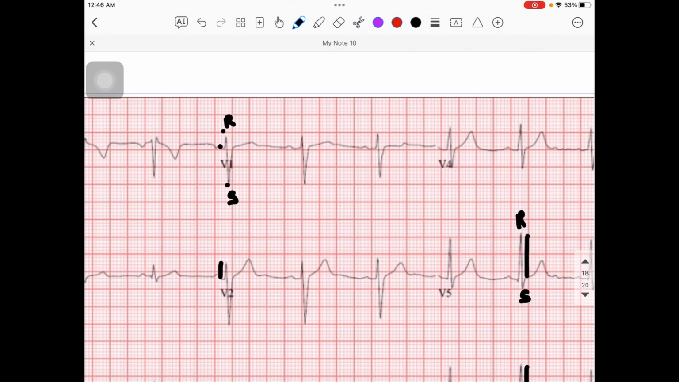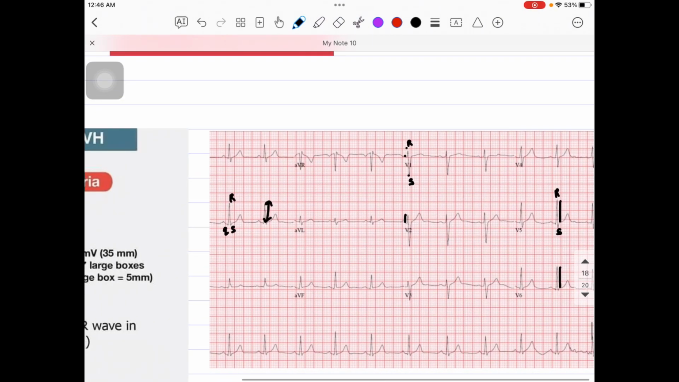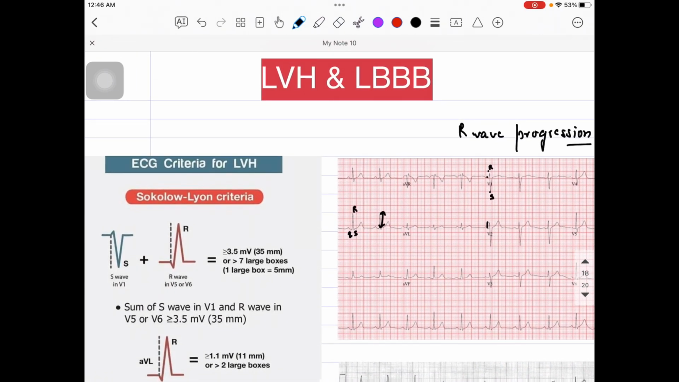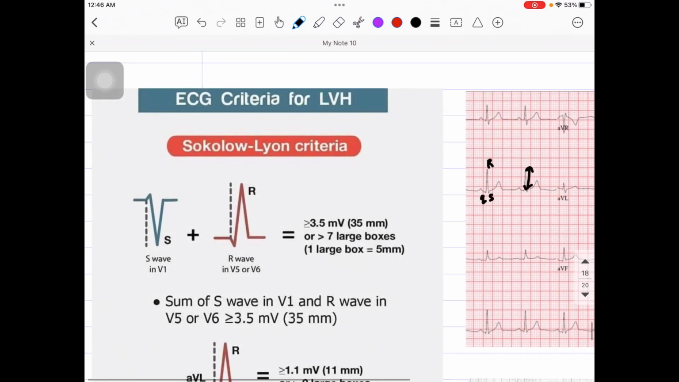Okay, so once we have talked about this normal thing, the very important R wave progression, now we shall jump on to the LVH, that is the left ventricular hypertrophy. For the LVH, in the past there have been many criteria, but right now we are following the very important criteria, the Sokolow-Lyon criteria.